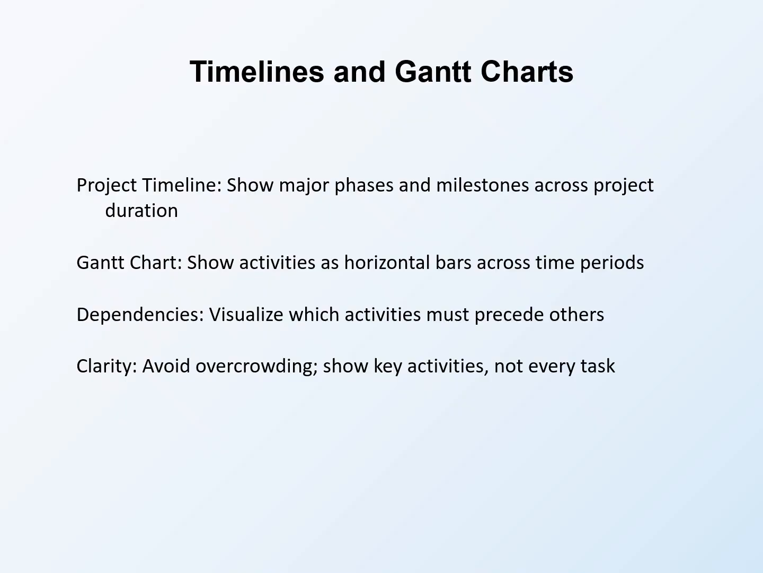Clarity requires avoiding overcrowding. A Gantt chart with 50 activities becomes unreadable. Show key activities, major phases, and critical milestones. Detailed task lists belong elsewhere. Your timeline visualization should communicate high-level structure, not every task on your work plan.